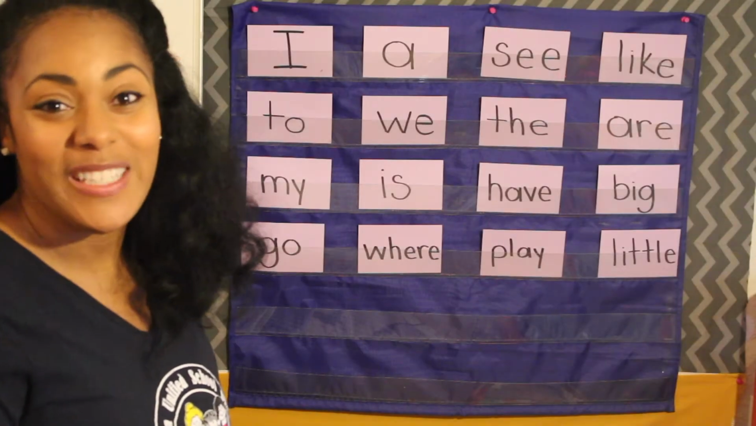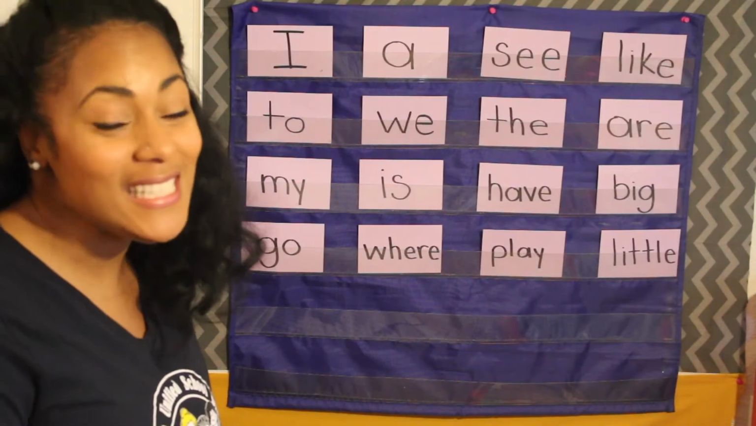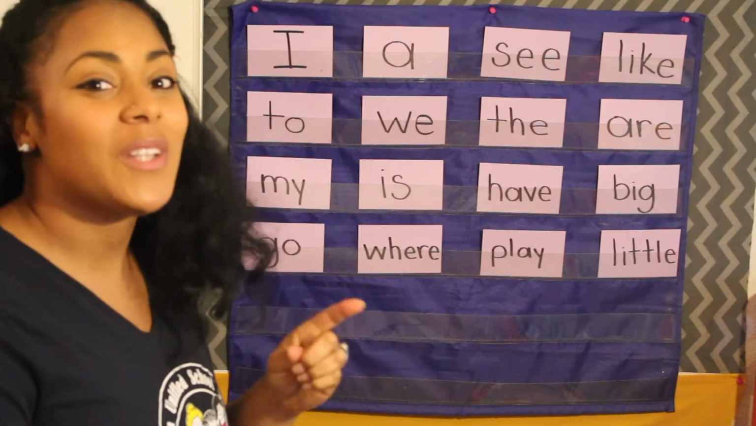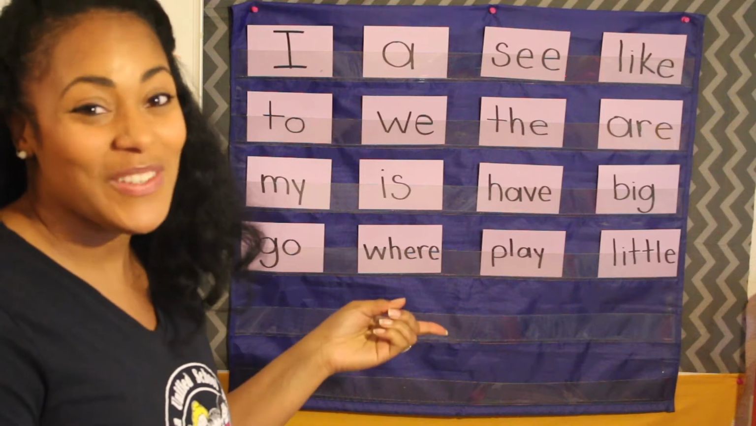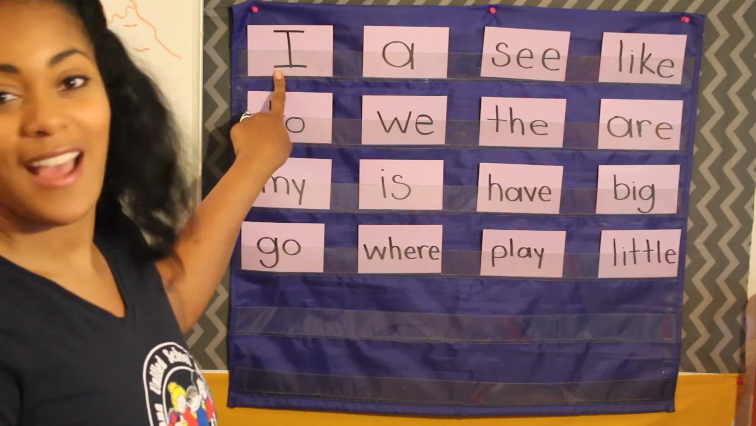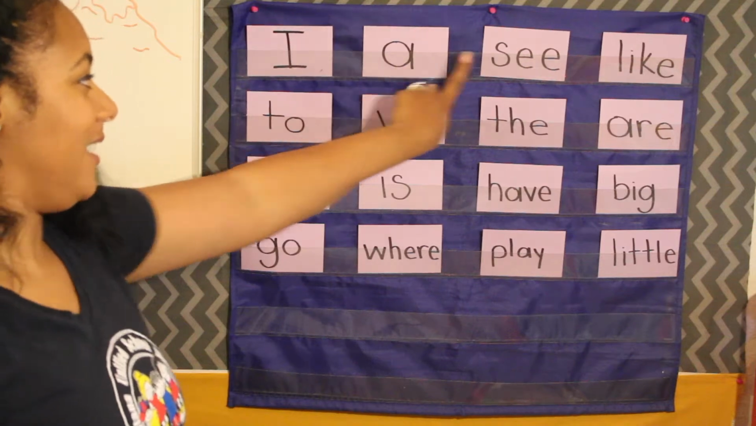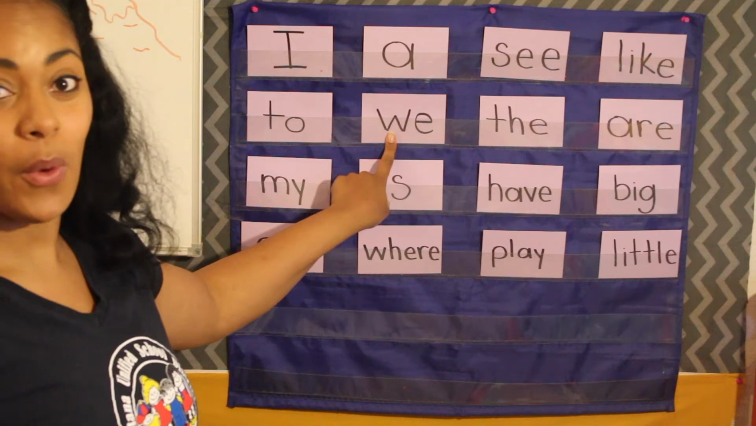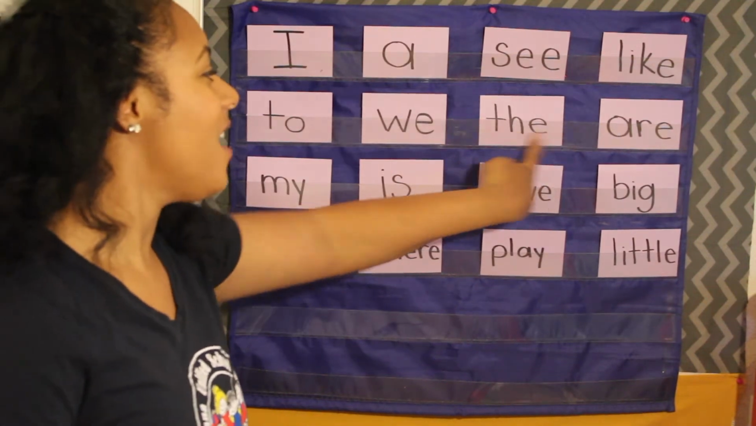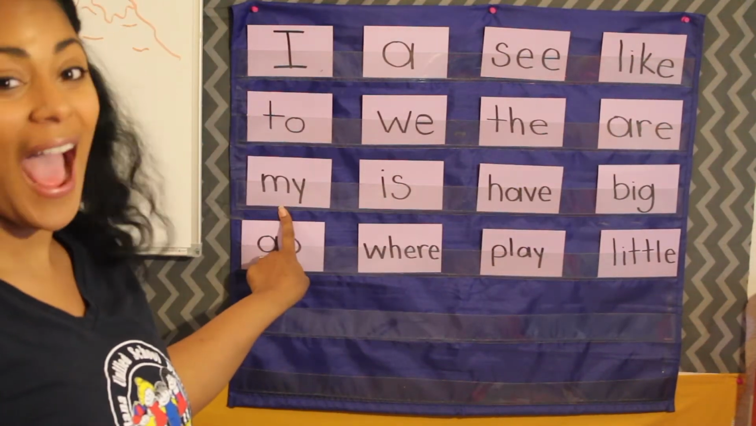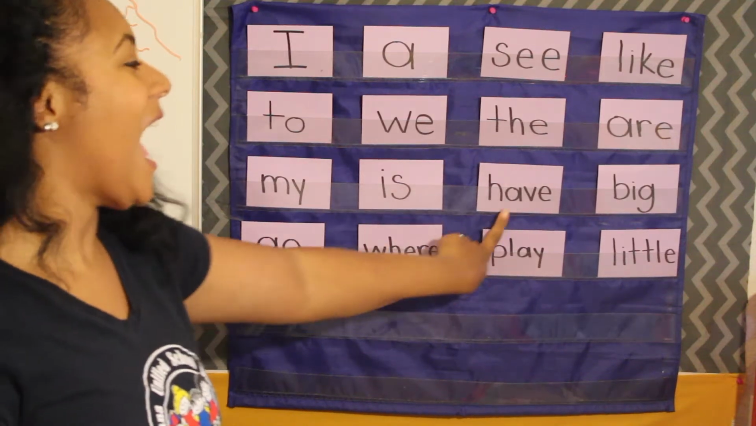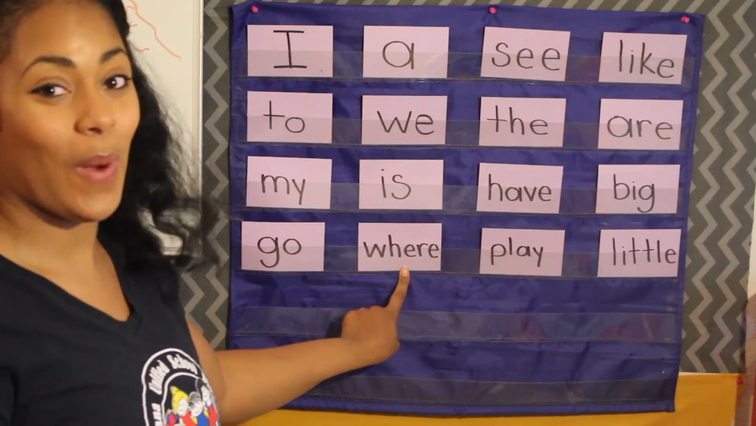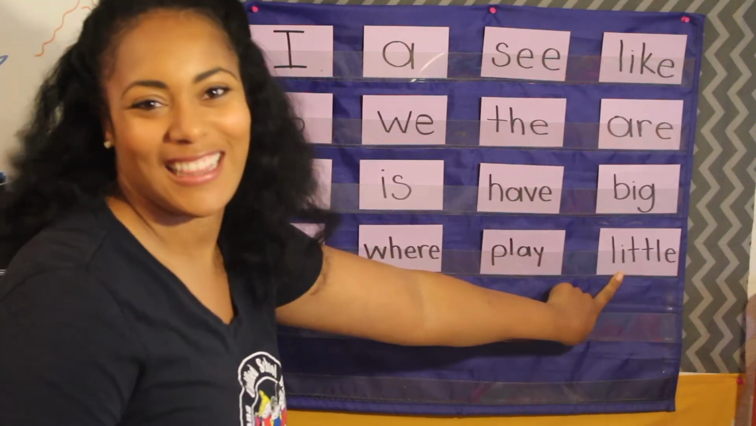Hey friends, we are going to now begin building sentences with the sight words that we've already learned so far. So before we start making our sentences, let's review the words we've already learned. I, a, see, like, to, we, the, are, my, is, have, big, go, where, play, little.